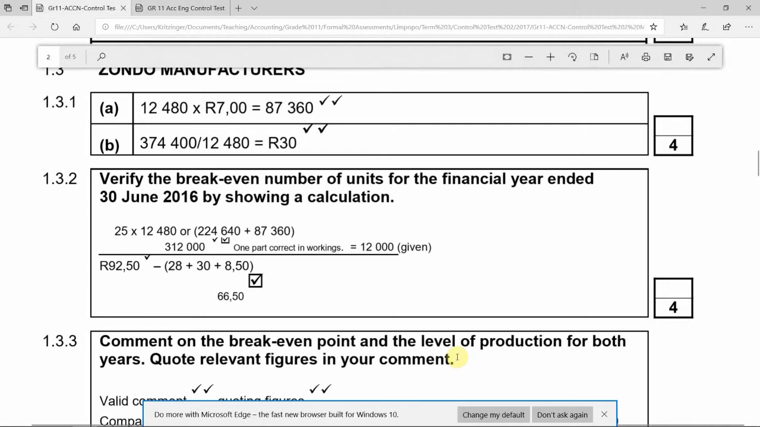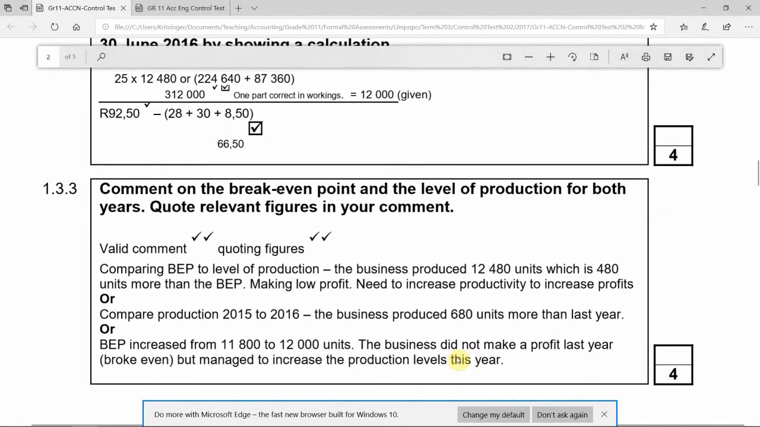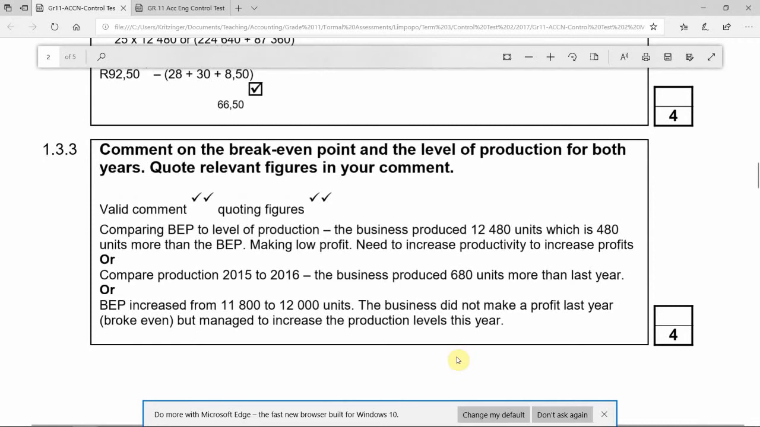So for this, I'm not going to write all of this down. I will just show you what we would have written from the solution point of view. It is basically what we already mentioned. So we are comparing break-even point to level of production. The business produced 12,480 units, which is 480 units more than the break-even production.